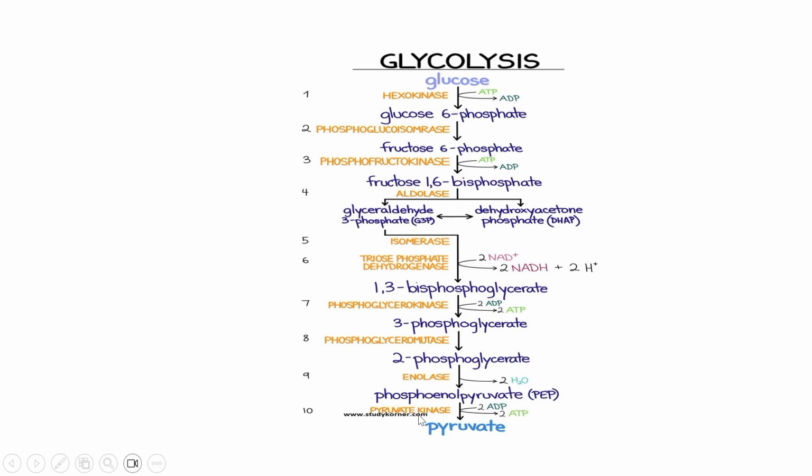And the last step is also substrate-level phosphorylation, where the phosphoenolpyruvate is converted to pyruvate by an enzyme that we call pyruvate kinase. This yields an ATP. So the phosphate group on the phosphoenolpyruvate will be added to adenosine diphosphate to form adenosine triphosphate.